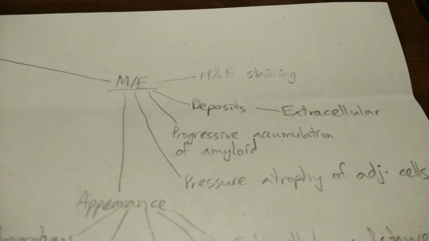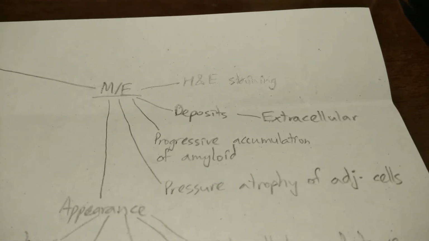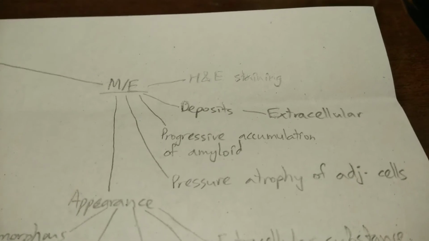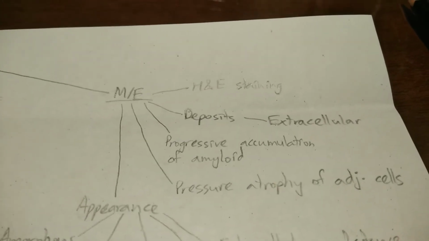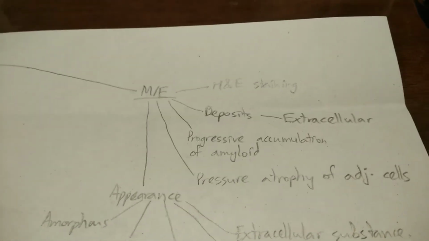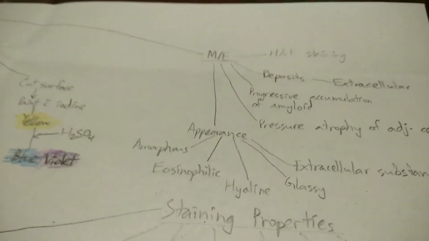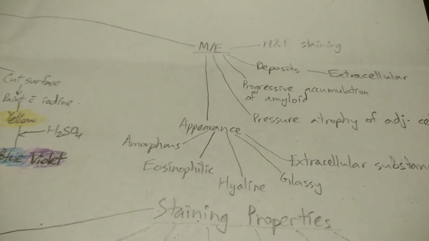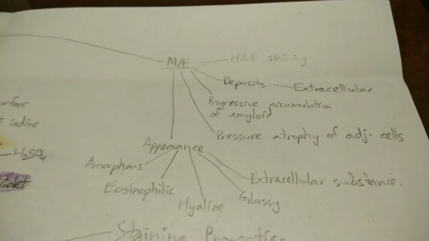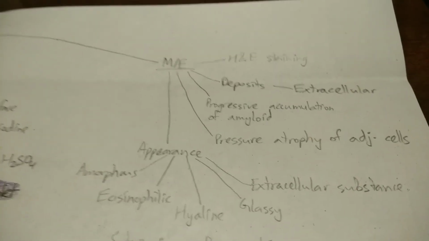On H&E staining, you find extracellular deposits, and you find progressive accumulation of amyloid proteins in these extracellular spaces, which puts pressure and causes atrophy of adjacent cells. So as a result, the normal cells show atrophy because of the increased pressure upon them. On appearance, you find amorphous deposits, which are often eosinophilic and hyaline, or glassy. And they're often found in the extracellular spaces. So it's an extracellular substance.